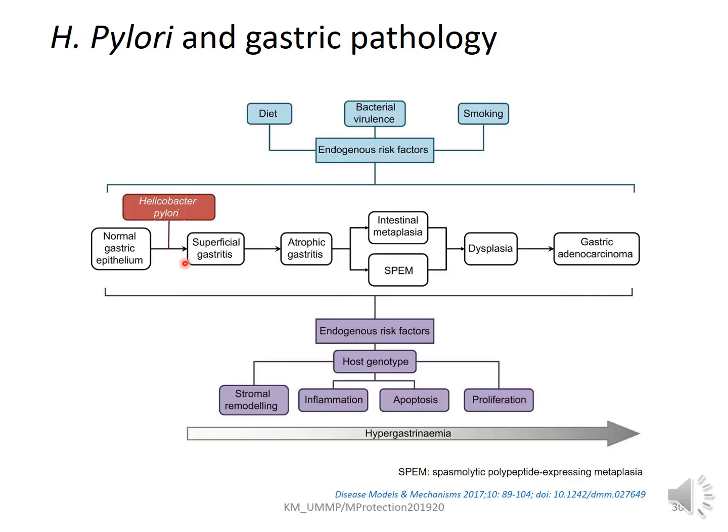These are the consequences of H. pylori infection. Once the H. pylori infection occurs, it can lead to superficial gastritis, atrophic gastritis, and undergo intestinal metaplasia or spasmolytic polypeptide-expressing metaplasia, lead to dysplasia and gastric adenocarcinoma. Of course, it's associated with the risk factors such as diet, bacterial virulence, smoking, and host genotype, such as stroma remodeling, inflammation, apoptosis, and proliferation.